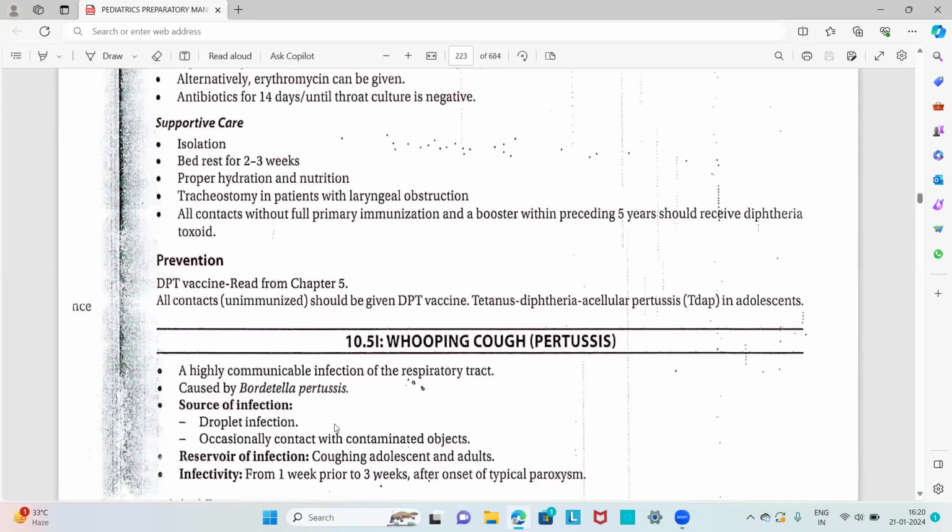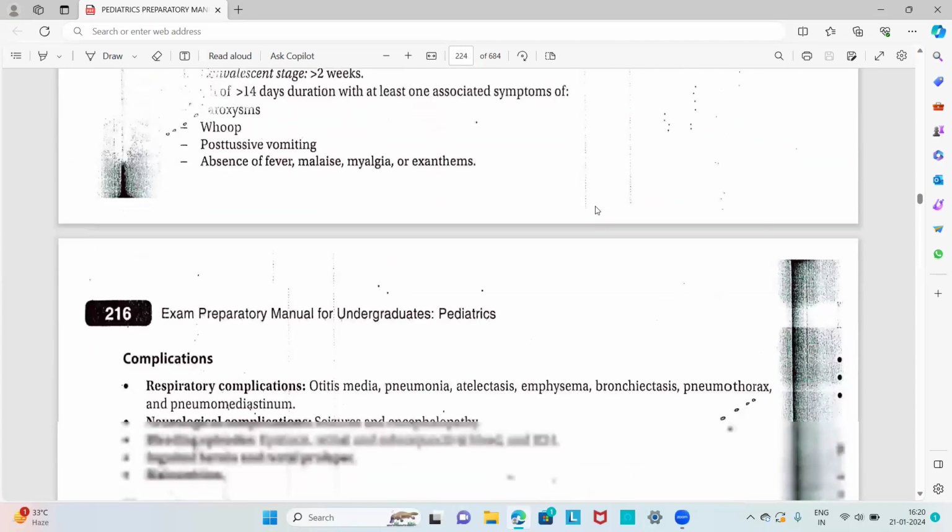Then how will you prevent it? According to the national immunization schedule, we have to give the DPT vaccine to all children, and all the unimmunized contacts should be given the vaccine, and tetanus, diphtheria, acellular pertussis in the adolescents. So by this, we have to prevent diphtheria from happening. So that is all about diphtheria.